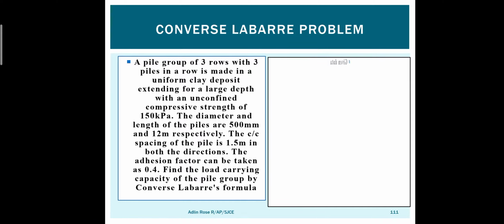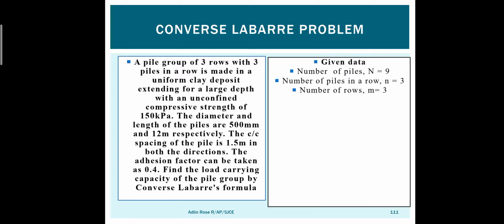So, given data. How many piles are given in total? 3 piles in 3 rows, so the total number of piles is 3 into 3, that is 9. So the number of piles N is equal to 9. The number of piles in a row is 3, given in the question, so small n is equal to 3. The number of rows m is equal to 3. That is also given in the question.